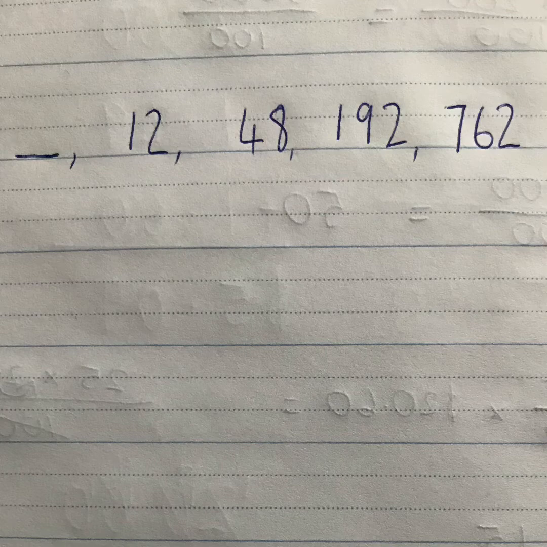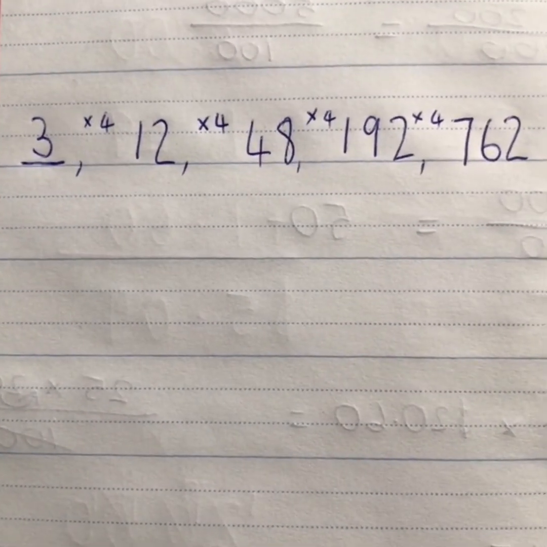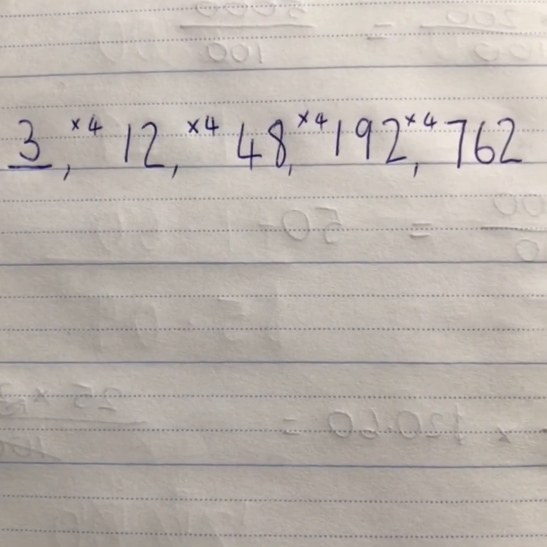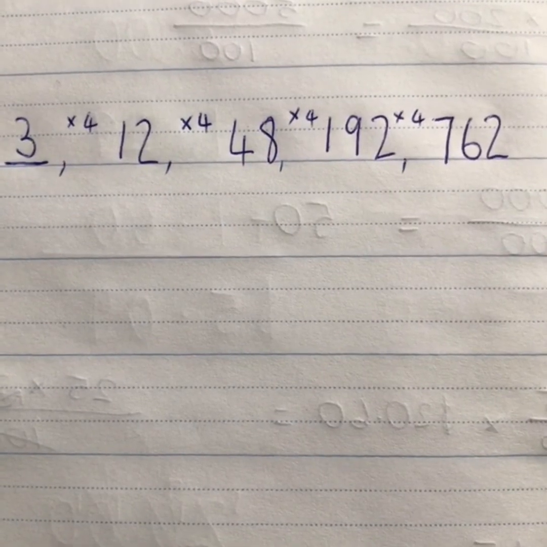So to find that missing number, we need to divide 12 by 4 to go backwards to make it smaller. So how many lots of 4 make 12? 3 lots of 4 make 12. So your answer there will be 3. 3 lots of 4 make 12. 12 4s are 48. 48 4s are 192. 192 times 4 is 762.